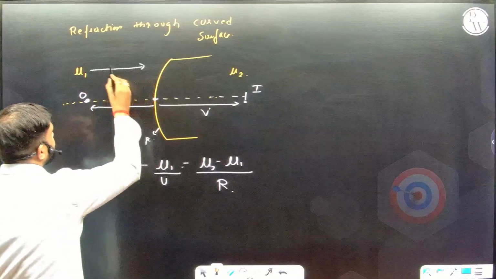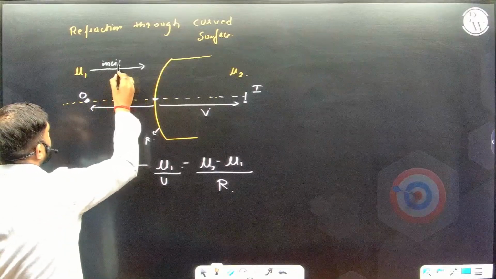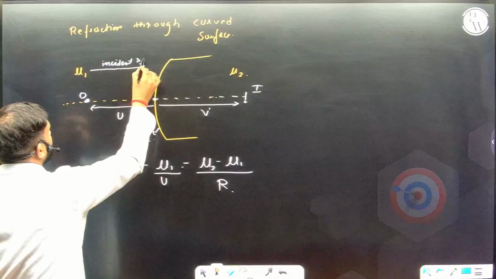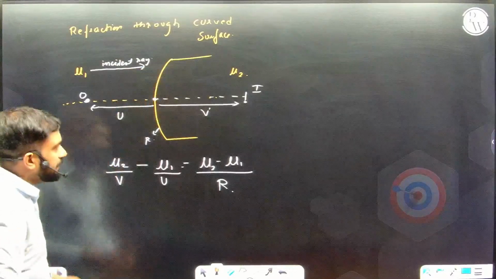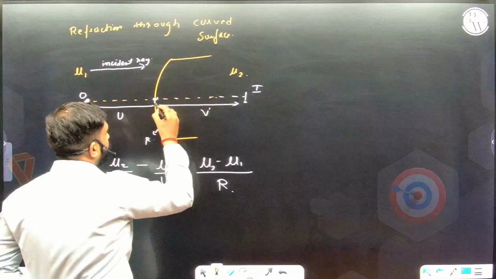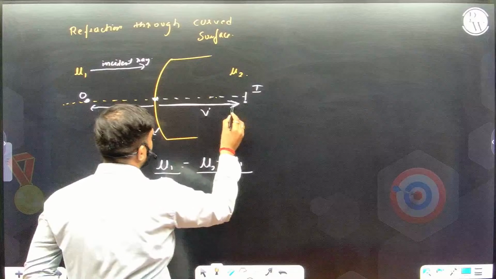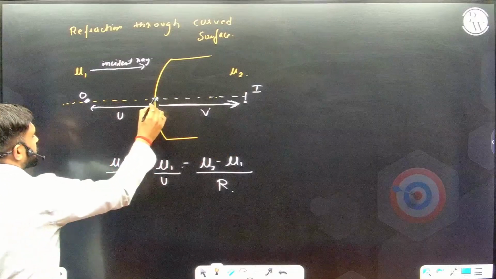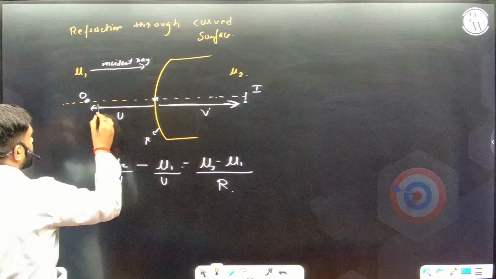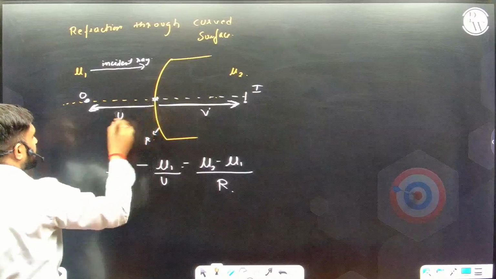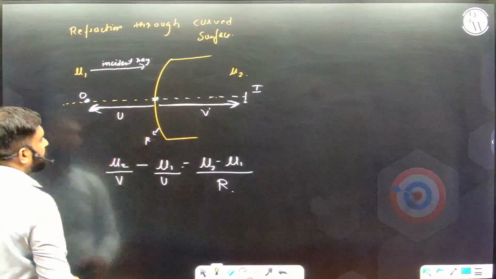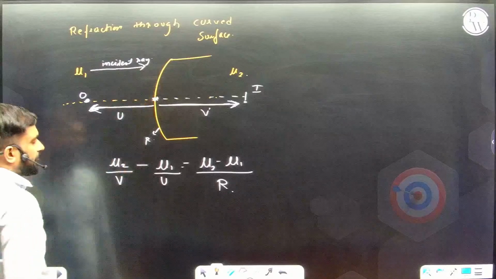So if you have chosen the incident ray, then the distance measured in the direction of incident ray from the pole of the boundary will be taken positive, while the distance is negative if they are opposite to the incident ray.